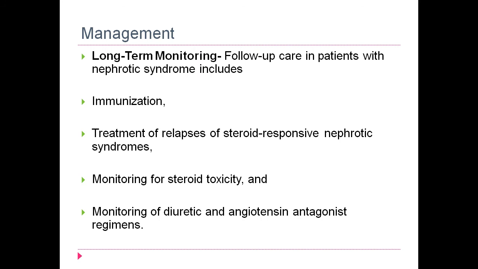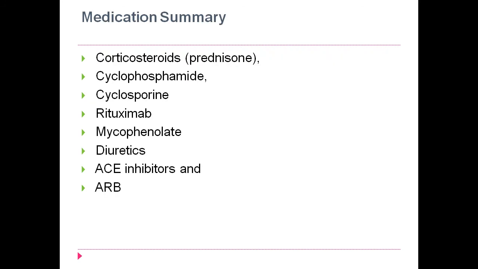Treatment of relapses of steroid responsive nephrotic syndrome is very important. So again, if they are relapsing, you have to think what you do now. Monitoring of steroid toxicity is a very important feature. You have to monitor the blood pressure, the weight, the sugar, and you have to look for the other side effects of steroids whenever you are giving steroid therapy. Monitoring of diuretic and angiotensin antagonist regimen. So specifically, these are the medications we use.